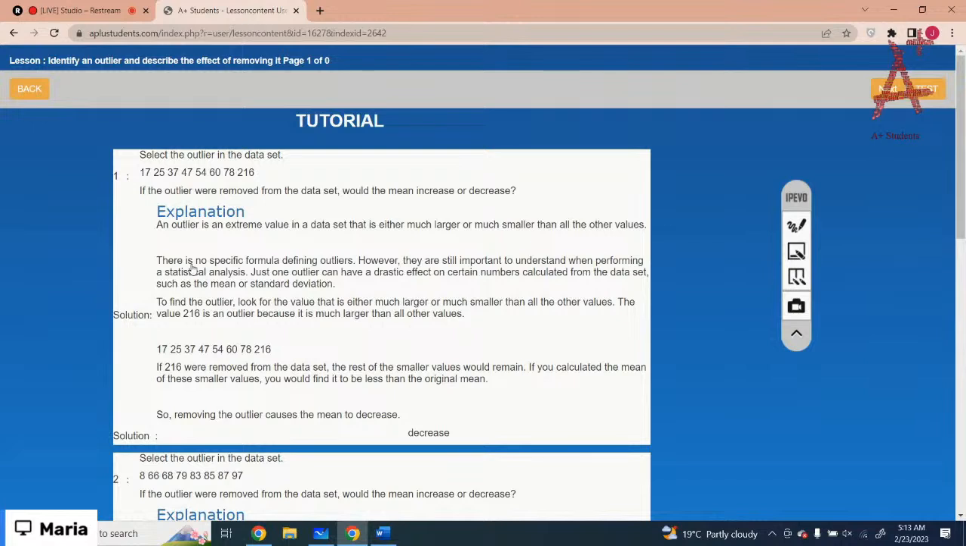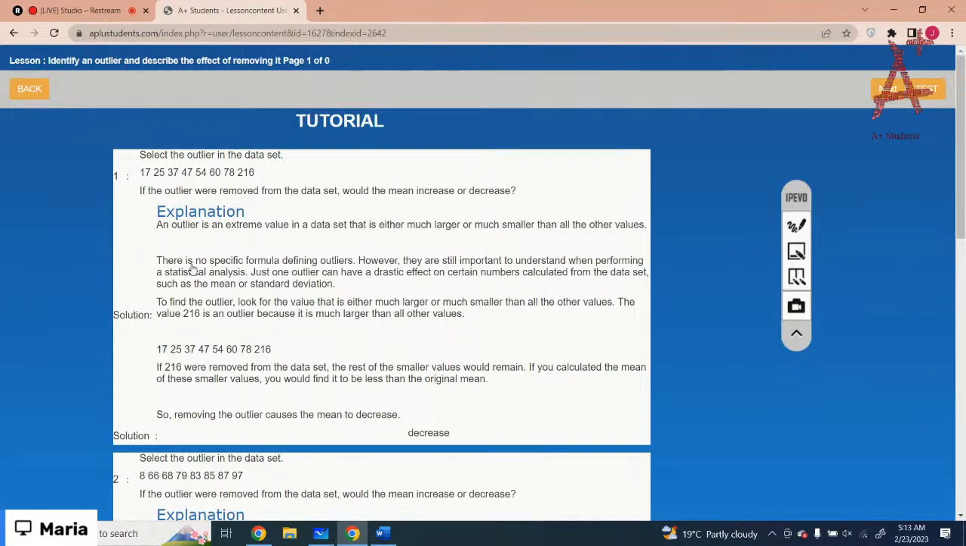Like the given data. Just look at the data. Numbers given: 17, 25, 37, 47, 54, 60, 78, and 216. So which is the outlier here? The outlier is 216. Got it? All the rest of the numbers are two-digit numbers, and 216 is the different one. So 216 is the outlier. Because it is either a very large number or a very small number, it has a great effect on the standard deviation and mean. So the outlier here is 216.